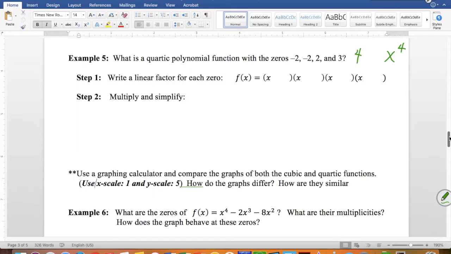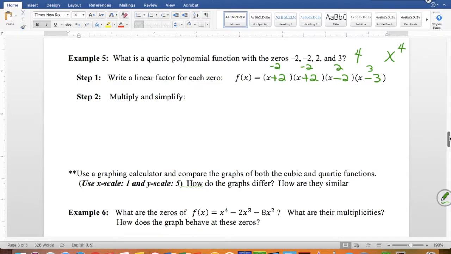So write a linear factor for each zero. Again, here are my zeros. So the -2 inside the parentheses becomes a +2. My second zero, guess what? It's the same thing. So I'm going to have another +2. And then this zero is a +2, so it's going to be a -2. And then this zero is a 3, so this one's going to be a -3. Again, opposite signs when you're writing them as your factors.